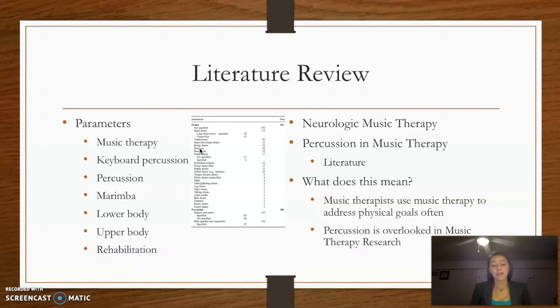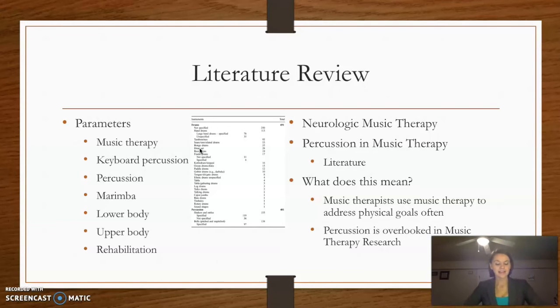So I actually had a really hard time finding articles about music therapy and percussion. I used keywords such as music therapy, keyboard percussion, marimba, lower body, upper body, and rehabilitation, and still only found a few sources to support my point. But the sources I did find discussed neurologic music therapy and specifically percussion and music therapy.